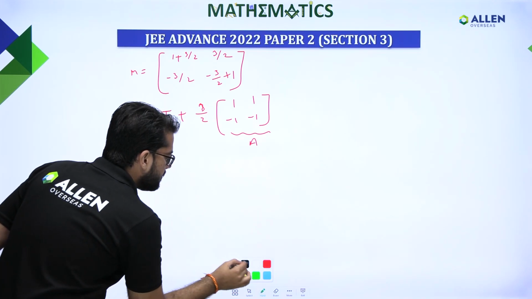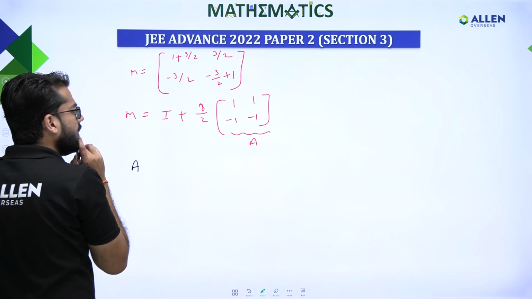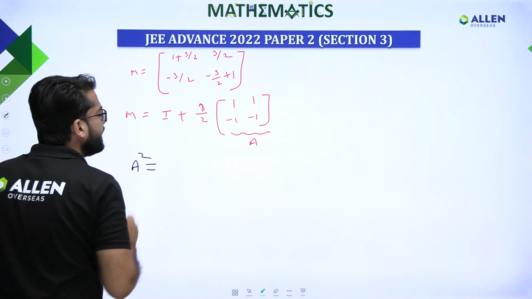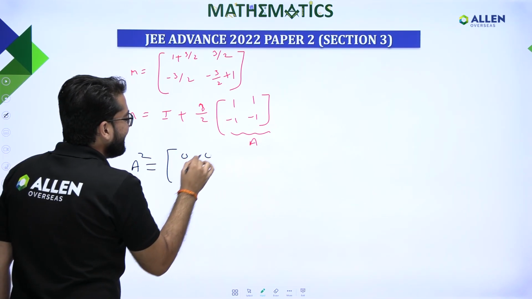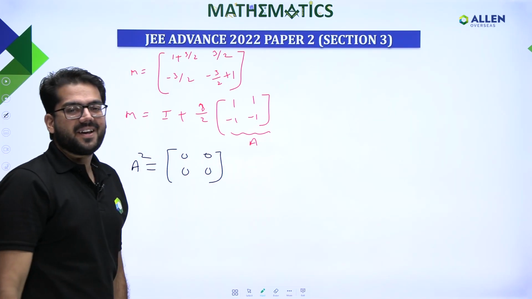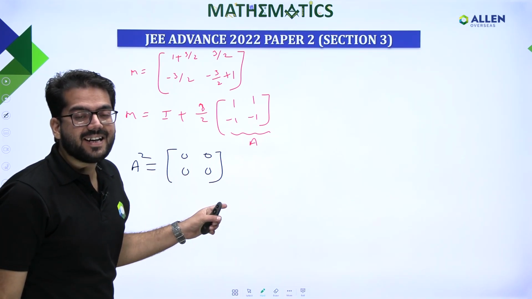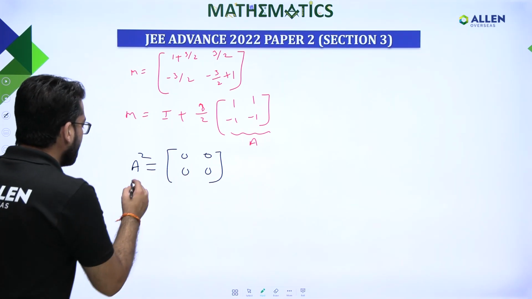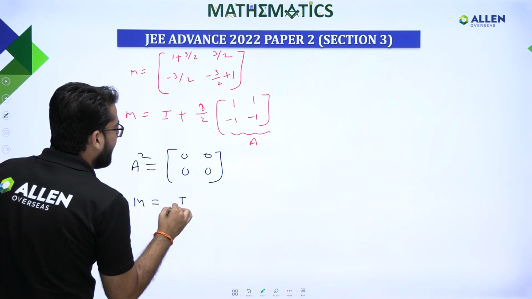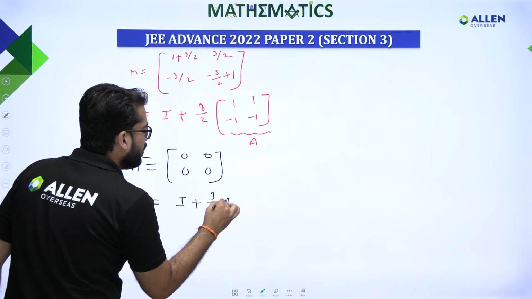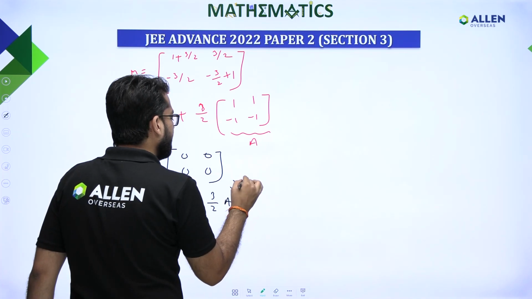Now, I want to focus on this A, and actually I want to take the square of it. You will get a very interesting thing: the square of this is the null matrix. Now things are very easy, because we can conclude about M as I plus 3 by 2 into A, and here we need to find the power 2022.